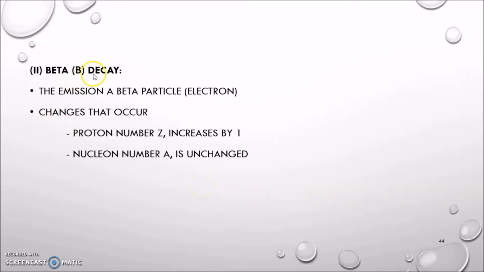Second, for beta decay process, it is the emission of a beta particle, or we call it an electron. The changes that occur are proton number will increase by 1 while nuclear number is unchanged. This is the example. Let's say we have element X that undergoes beta decay. It will produce a new element plus a beta particle. The nuclear number is 0 while the proton number is -1, plus energy.